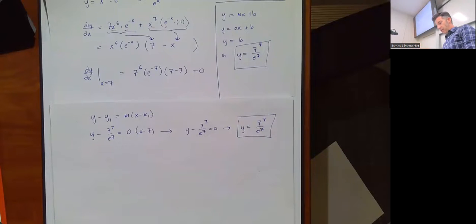Let's find out here. E to the 7th is, let's see, e to the, oh God, I hate this dumb calculator.